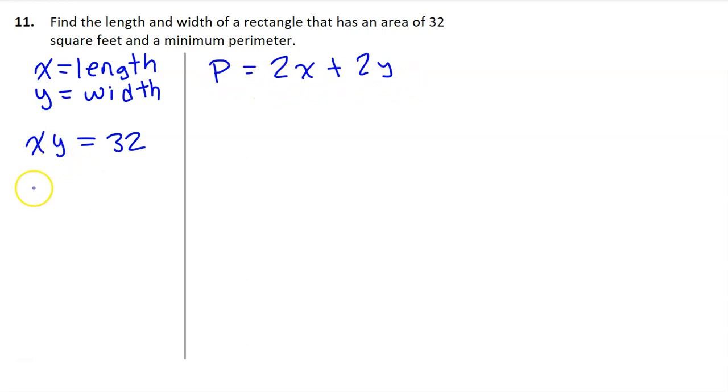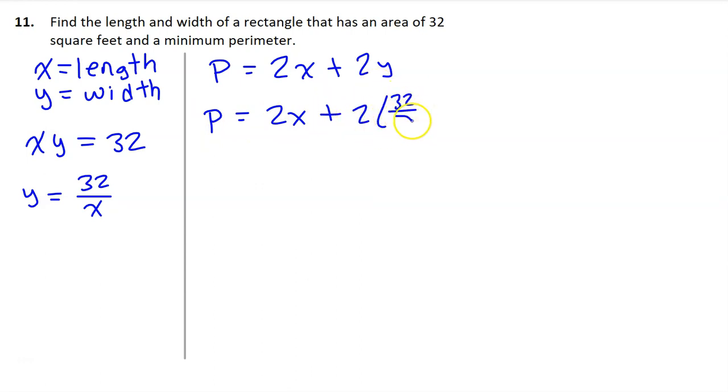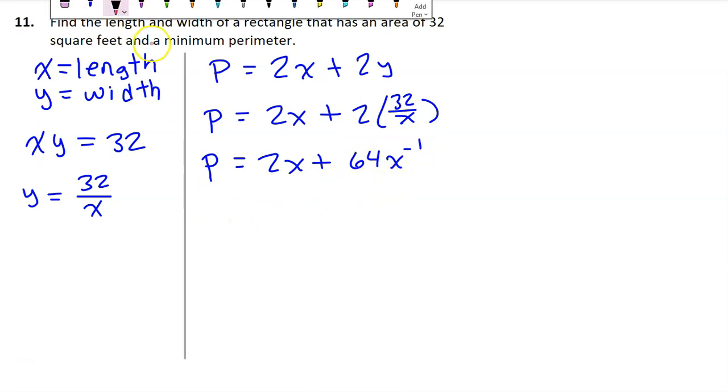So let's go back to the secondary equation and get y by itself by dividing both sides by x, which gives us 32 over x. Let's plug this in for y. So we have p is equal to 2x plus 2 times 32 over x. That means p is equal to 2x plus 64 x to the negative 1 power. So let's find p prime.